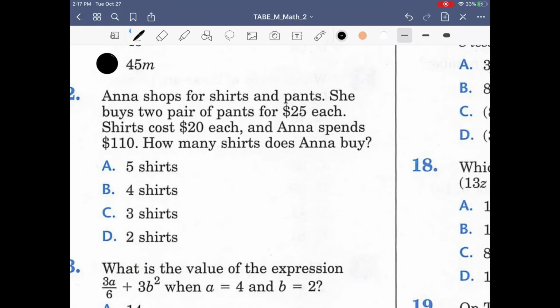Well, we know that she buys shirts and pants, and that together that totals $110. We know that she buys 2 pairs of pants for $25 each, and we know that shirts are $20, but we don't know how many she buys.